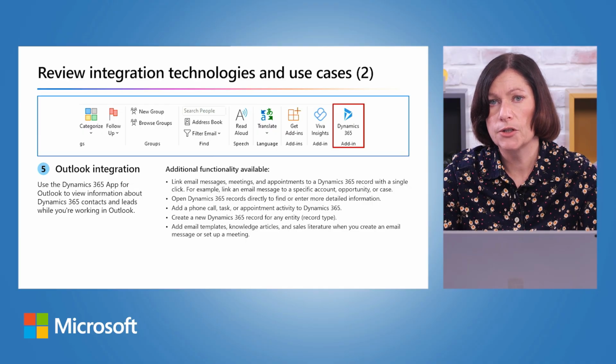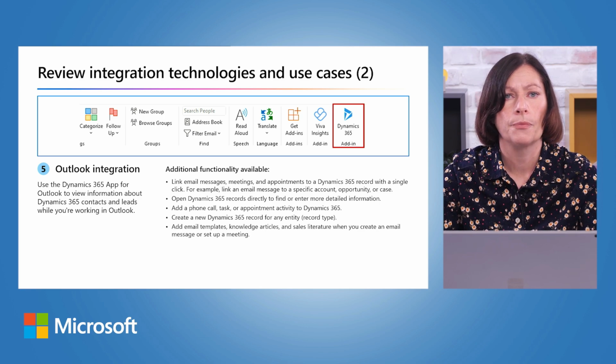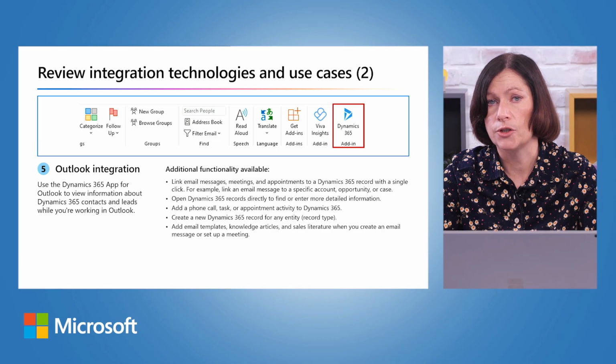You can use the Dynamics 365 app for Outlook to view information about Dynamics 365 contacts and leads straight from Outlook. You can also link email messages, meetings, and appointments to a Dynamics 365 record with a single click. You can open Dynamics 365 records directly to find or enter more detailed information.